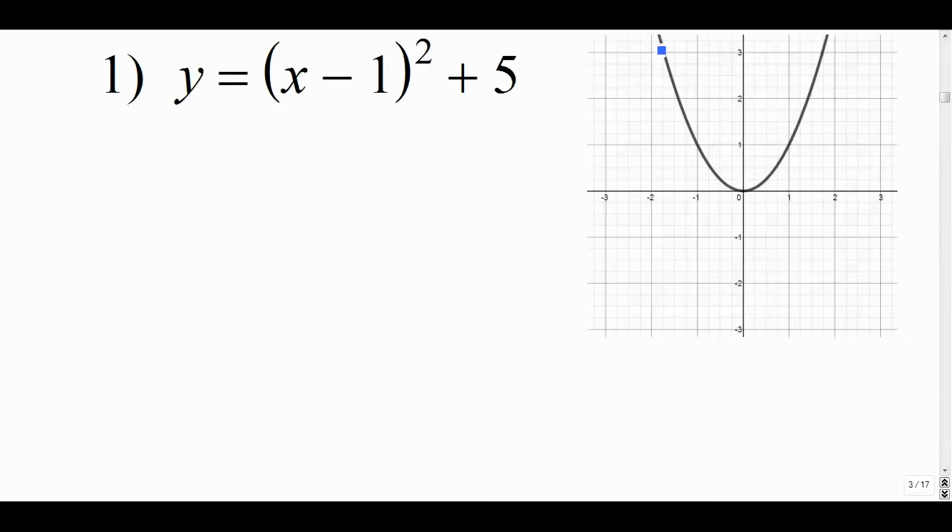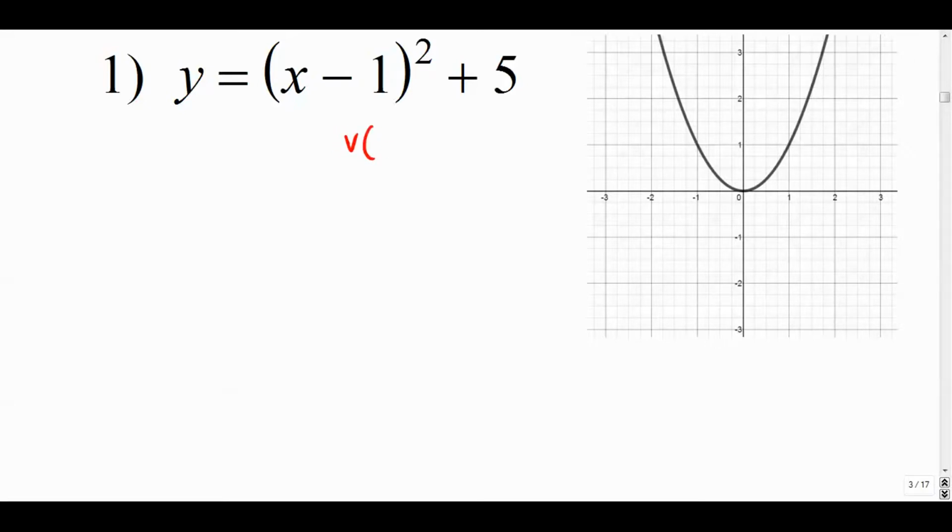If I'm going too fast for you, just feel free to pause and get caught up. So here we go. In every case, I'm going to give you the parent function here in black, and I'm going to draw my new function in red. So here we have a quadratic.